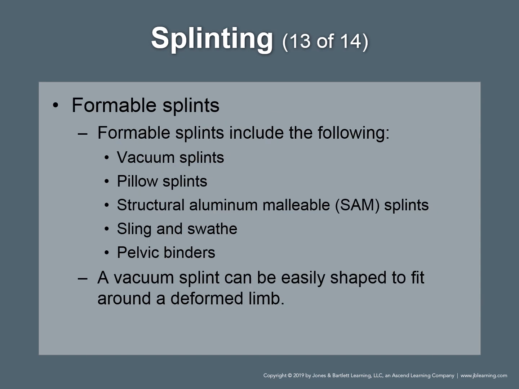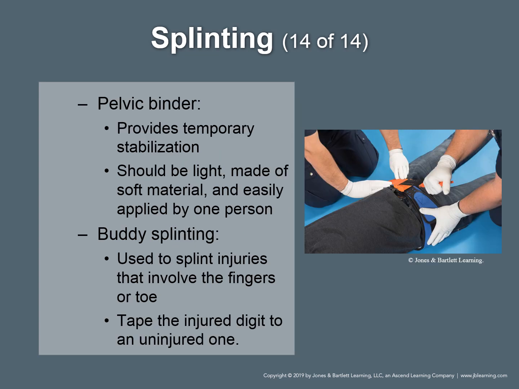Formable splints, these are vacuum splints, pillow splints, SAM splints, swing and sling, and pelvic binders, and we can form those to meet the need of the fracture. A vacuum splint, that's where you put it on and then you vacuum the air out, and that negative pressure causes the splint to hold the bone in place. Here's a picture of a pelvic binder, and that's a commercial one. You slide it under the patient, and then you pull it tight to hold that pelvis together.